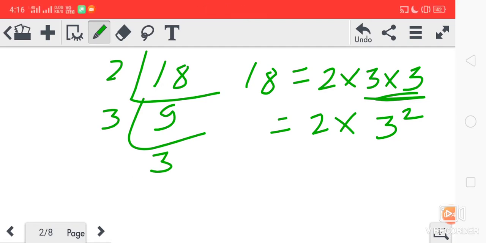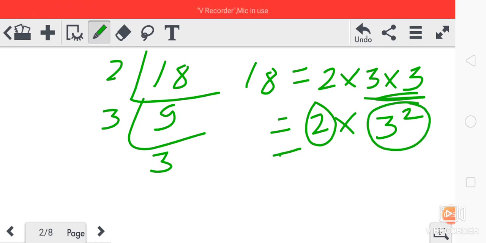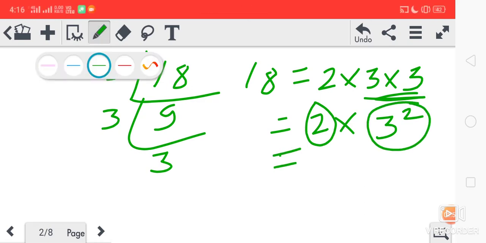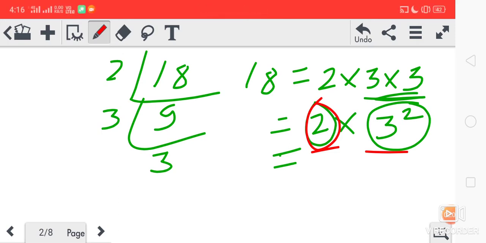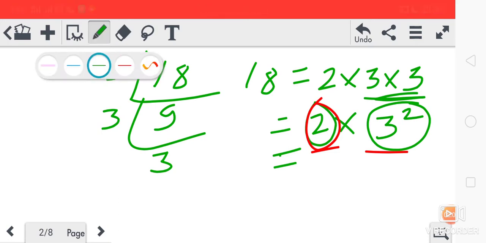In exercise 3A we have studied about the perfect square. See, this 3 is in square, but this 2 is not in square. So both the numbers are not in square, so we cannot say that 18 is a perfect square. So 18 is not a perfect square.